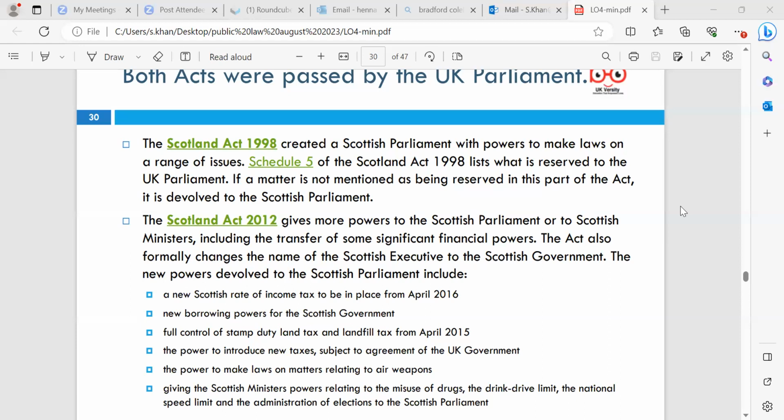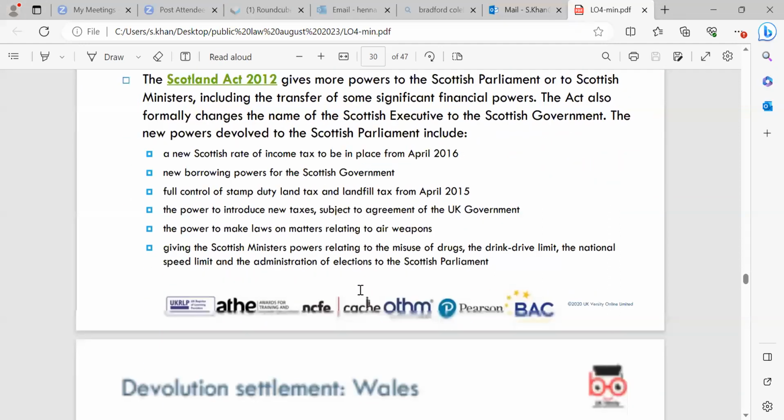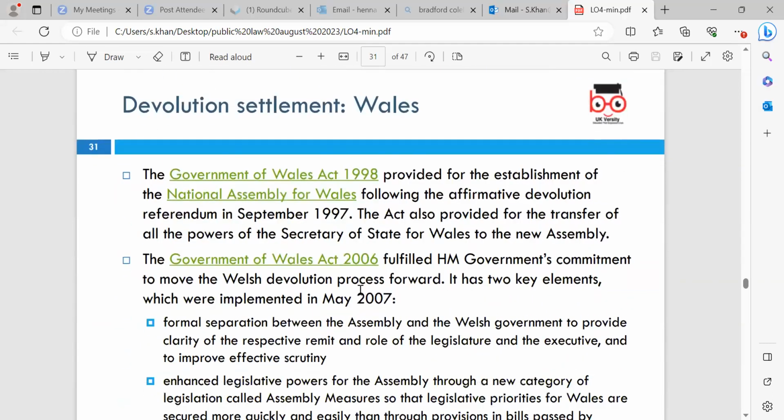The new powers devolved to the Scottish Parliament include: number 1, a new Scottish rate of income tax to be placed from April 2016, new borrowing powers for the Scottish Government, full control of stamp duty, land tax and landfill tax from April 2015, the power to introduce new taxes subject to the agreement of the UK Government, the power to make laws on matters relating to air weapons, and giving the Scottish ministers powers related to the misuse of drugs, the drink drive limit, the national speed limit, and the administration of elections to the Scottish Parliament. Devolution settlement in Wales.